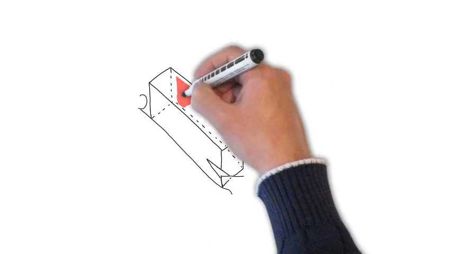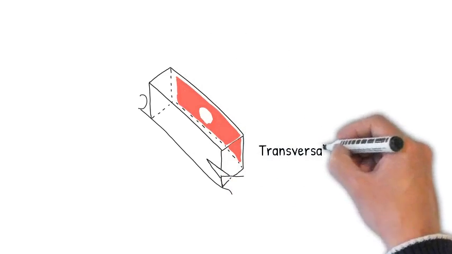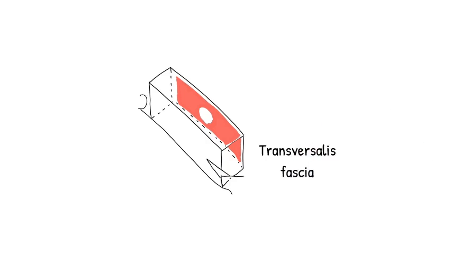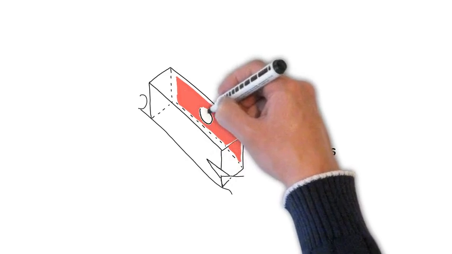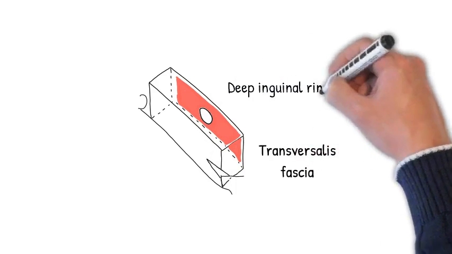The posterior wall of the inguinal canal is formed by the transversalis fascia. At the midpoint of the inguinal ligament, that's halfway between the ASIS and the pubic tubercle, there's a defect in the transversalis fascia, which is the deep inguinal ring.